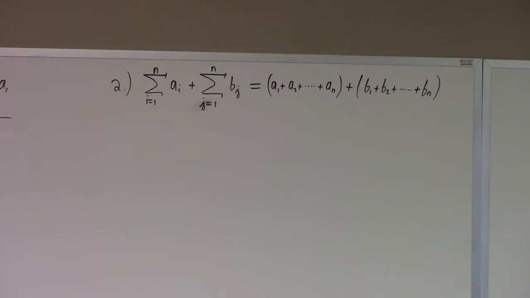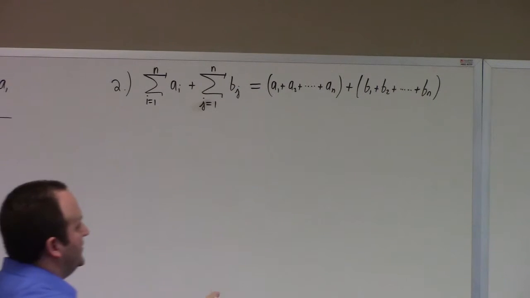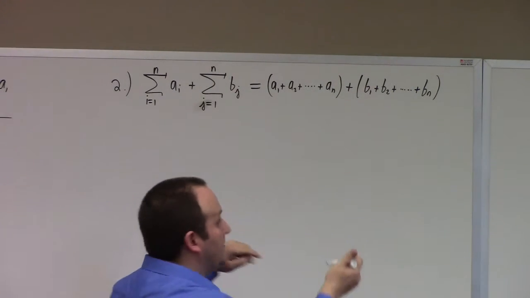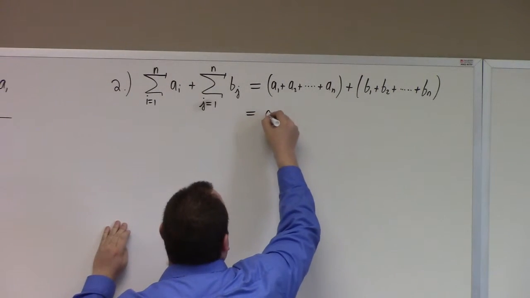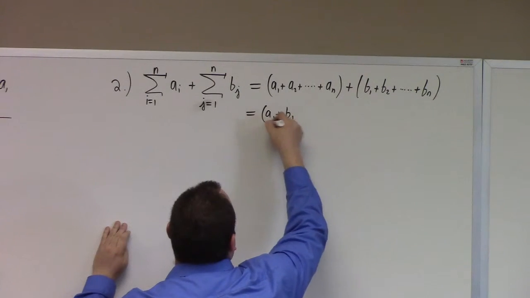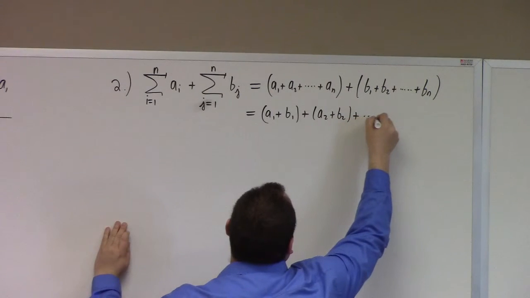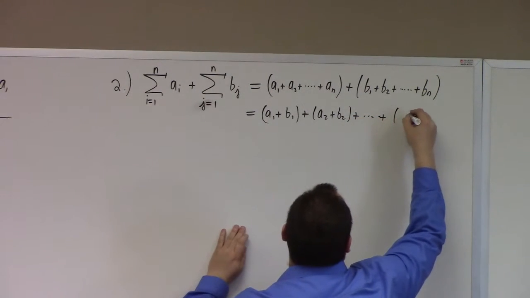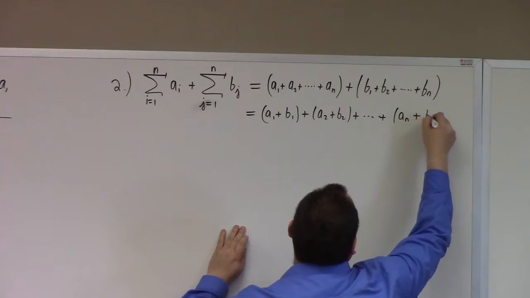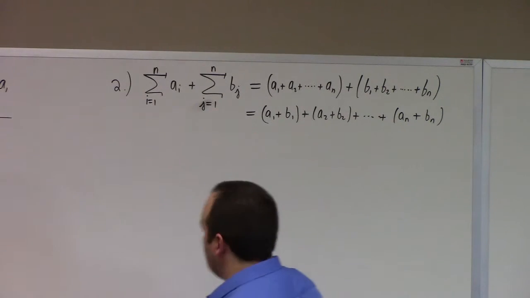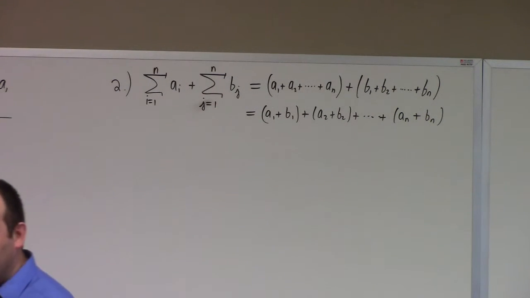What can you do then? You can rearrange these things, right? You could rewrite this as what, like a1 plus b1 plus a2 plus b2 and so on, right? Using associativity of real number addition. And then, by the definition of the finite sum, we can write the end result as what?